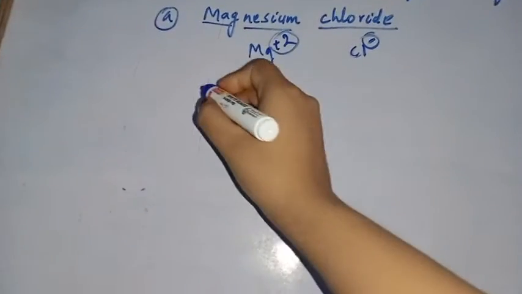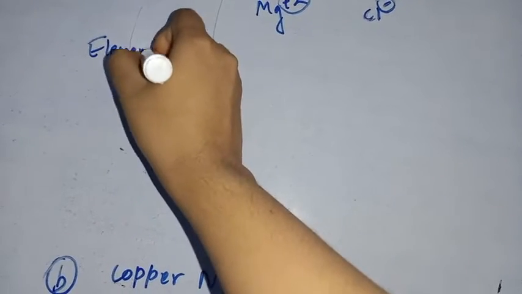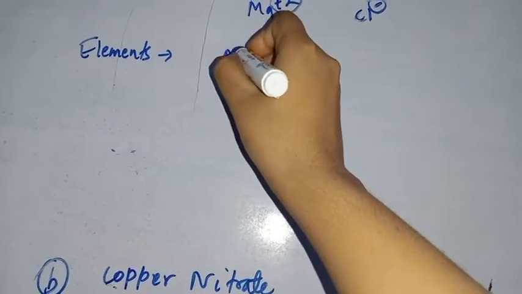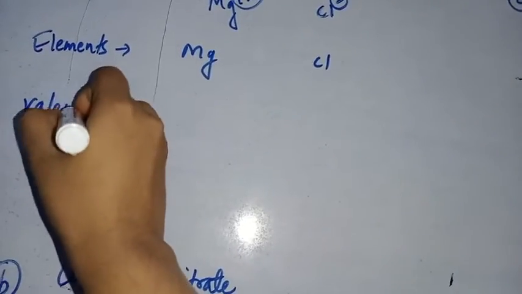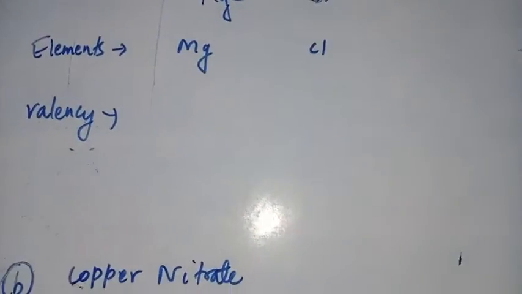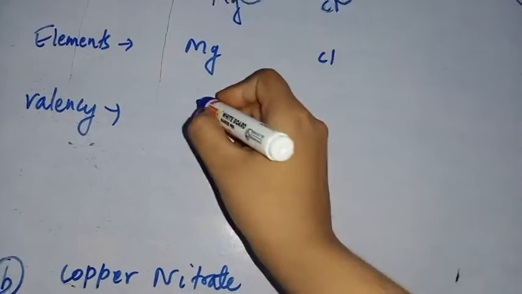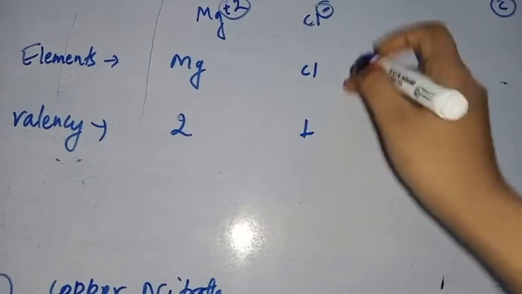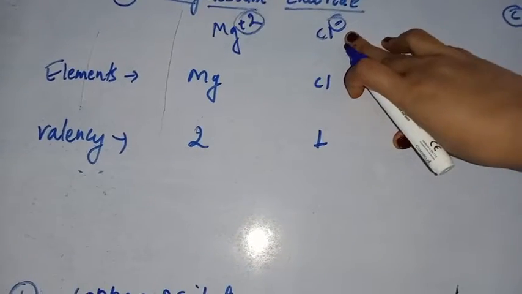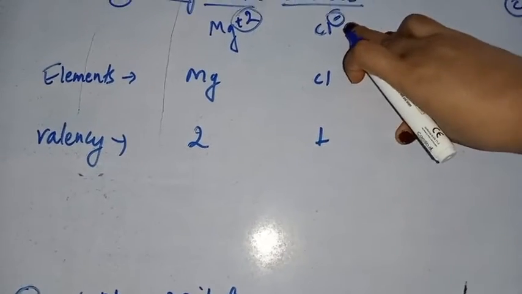So we will first write the name of the elements present in magnesium chloride. So elements are magnesium and chlorine. And what are their valency? So valency we'll just write below their symbols. Magnesium valency will be just 2, and chloride valency will be 1, because net charge on chloride ion is -1, so valency automatically will be 1.